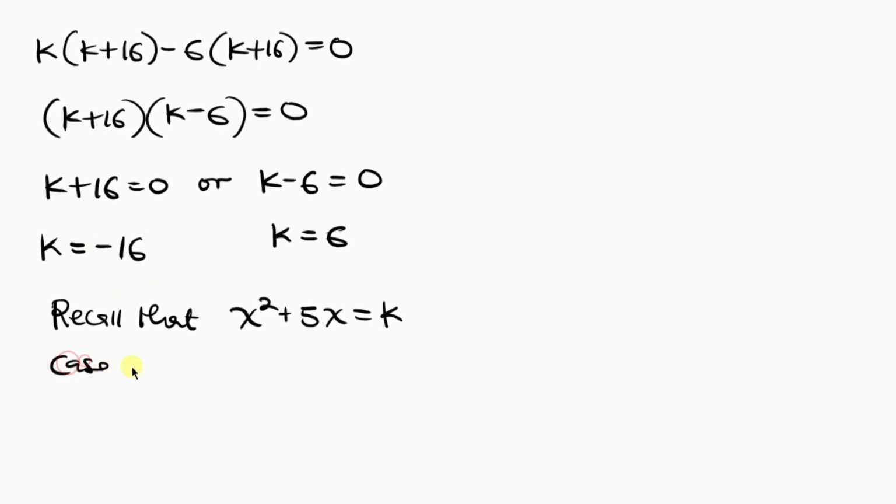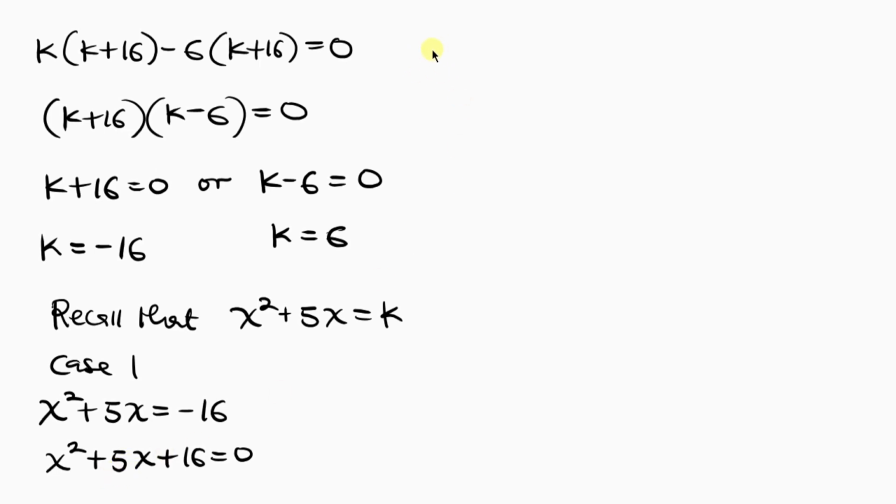So let's call this case 1. For case 1, I'm going to substitute negative 16 for k here. So we have x squared plus 5x equal to k, which is negative 16. And when I move negative 16 to the left hand side, it becomes positive. So I have x squared plus 5x plus 16 equal to 0. Well, looking at this expression, this cannot be factorized, so we're going to use the general formula for that.